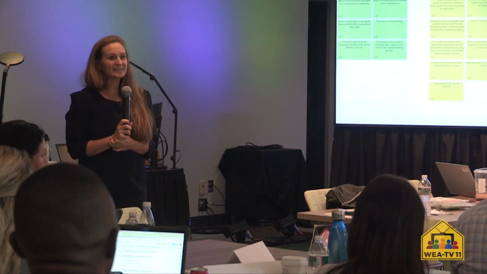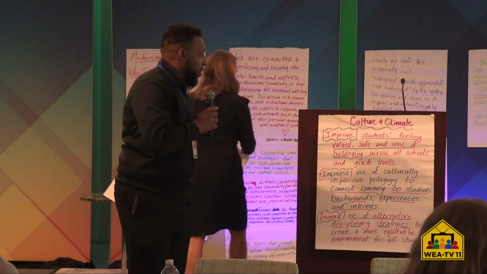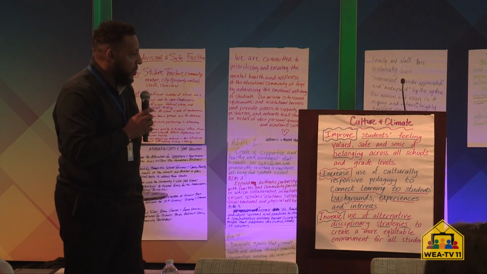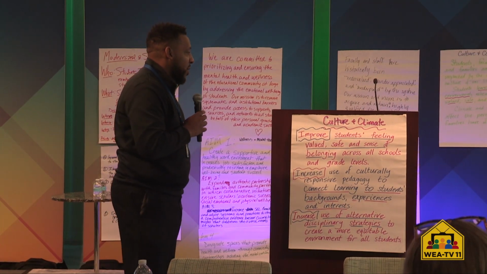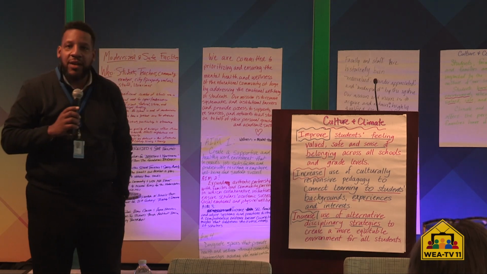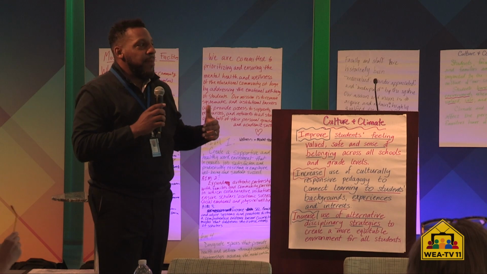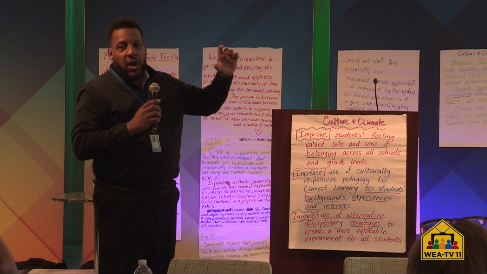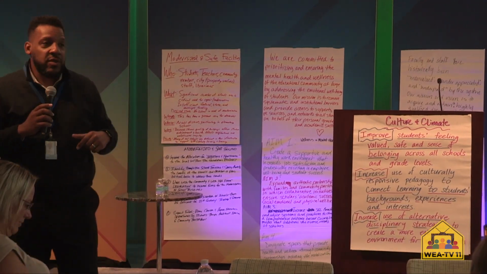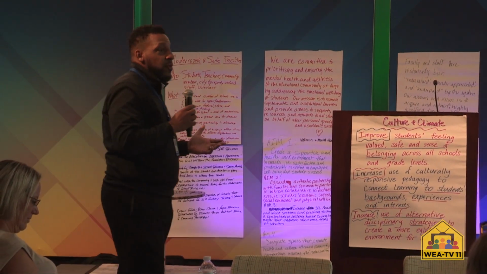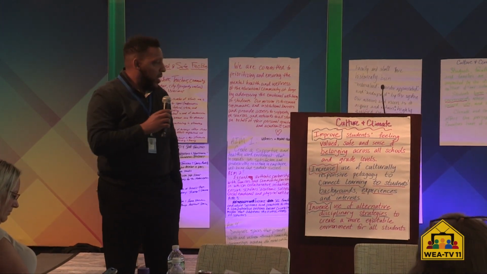All right, last but not least, culture and climate. Thank you. So once again, we're the Culture and Climate Group. We had a variety of aims. One is to improve students' feelings of being valued, safe, and a sense of belonging across all schools and all grade levels. So we really discussed some of the data that we see, and the sense of belonging in our secondary schools is much lower than that of our elementary students. We're at about 61% in elementary schools, but still, that's not good enough. So we really have to focus on all levels for this.